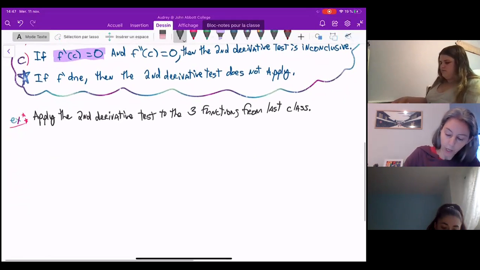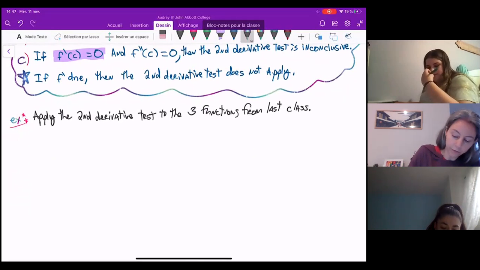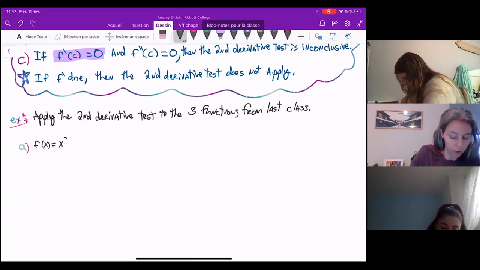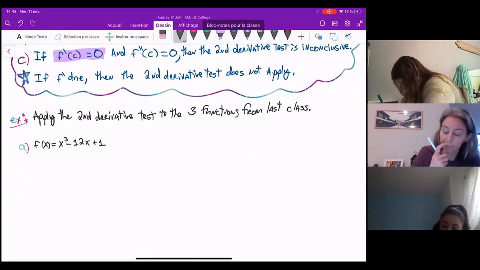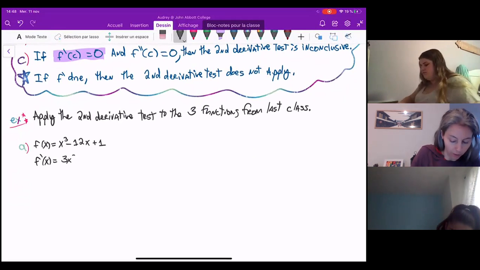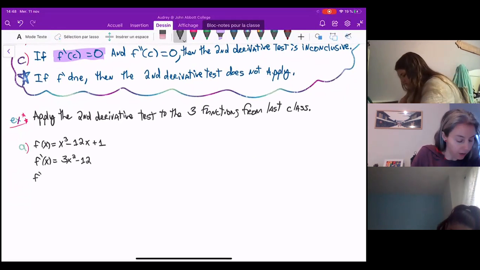So let's start with A. The first function that we looked at yesterday was f of x is equal to x cubed minus 12x plus 1. And we had f prime of x was equal to 3x squared minus 12. And f double prime of x was equal to 6x.